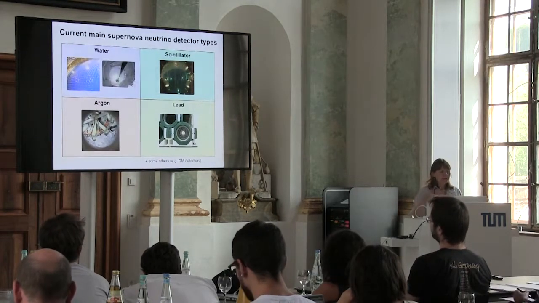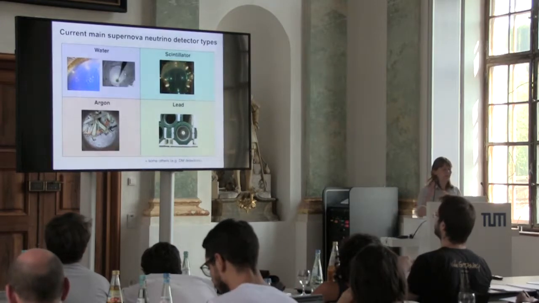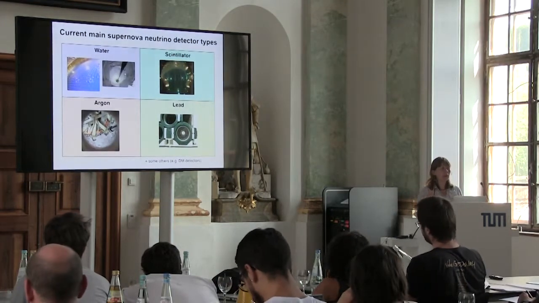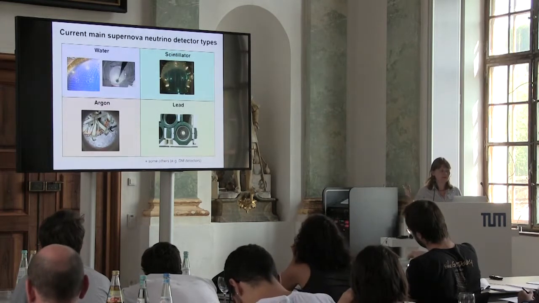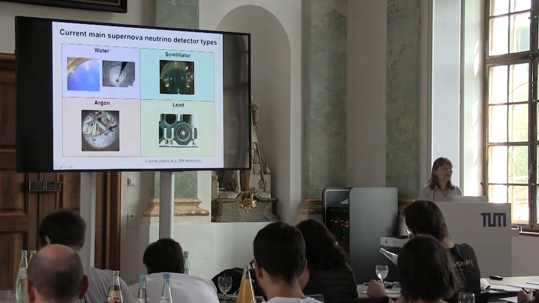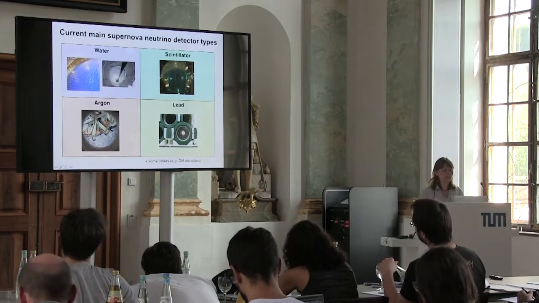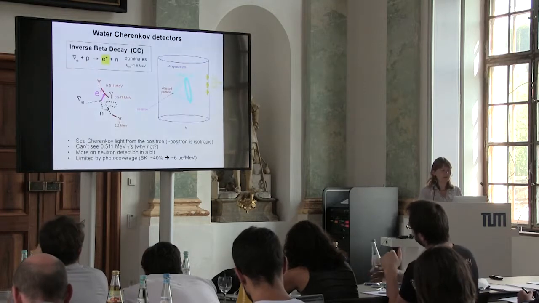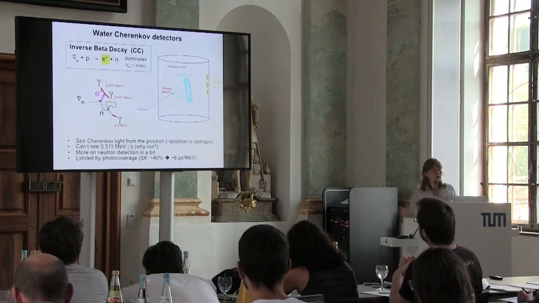Okay, so here are the main categories of supernova neutrino detector types. There are some made of water, either liquid or solid. There's hydrocarbon, usually liquid scintillator. There's argon, usually in liquid form, and then there's lead, and there are some others I'm going to talk about briefly as well. So I'm going to go through each of these categories. So first I'm going to start with water Cherenkov detectors.